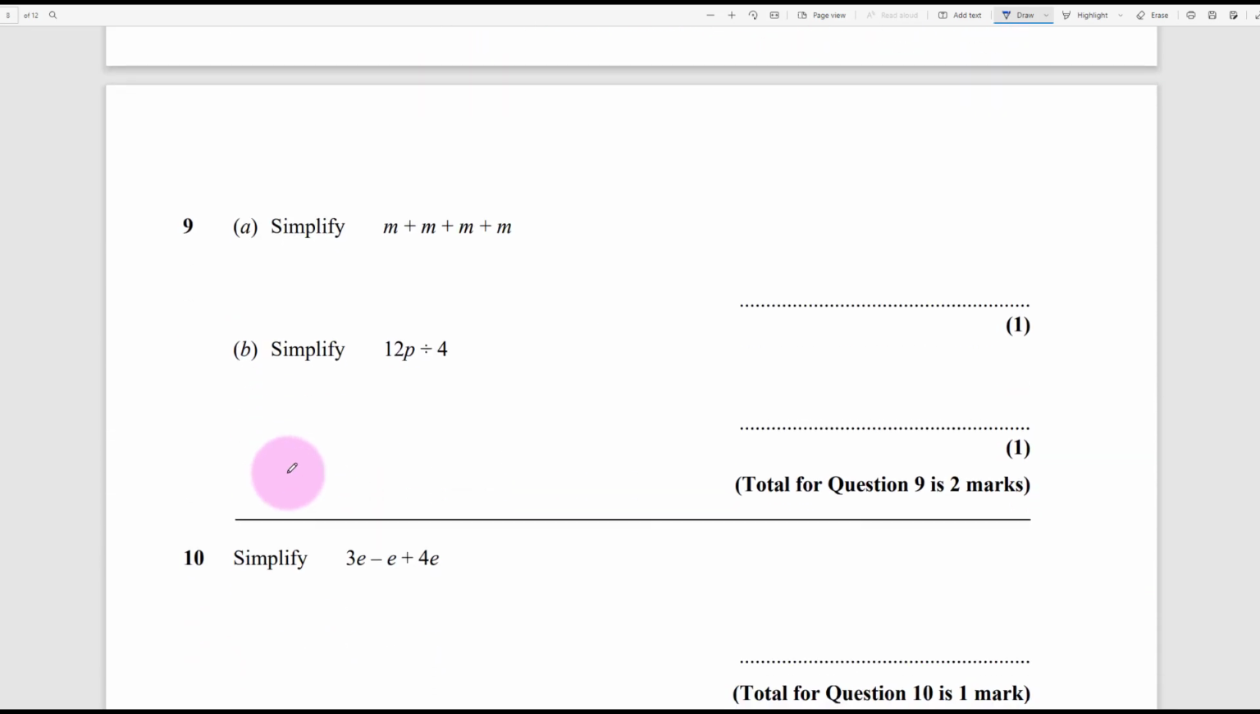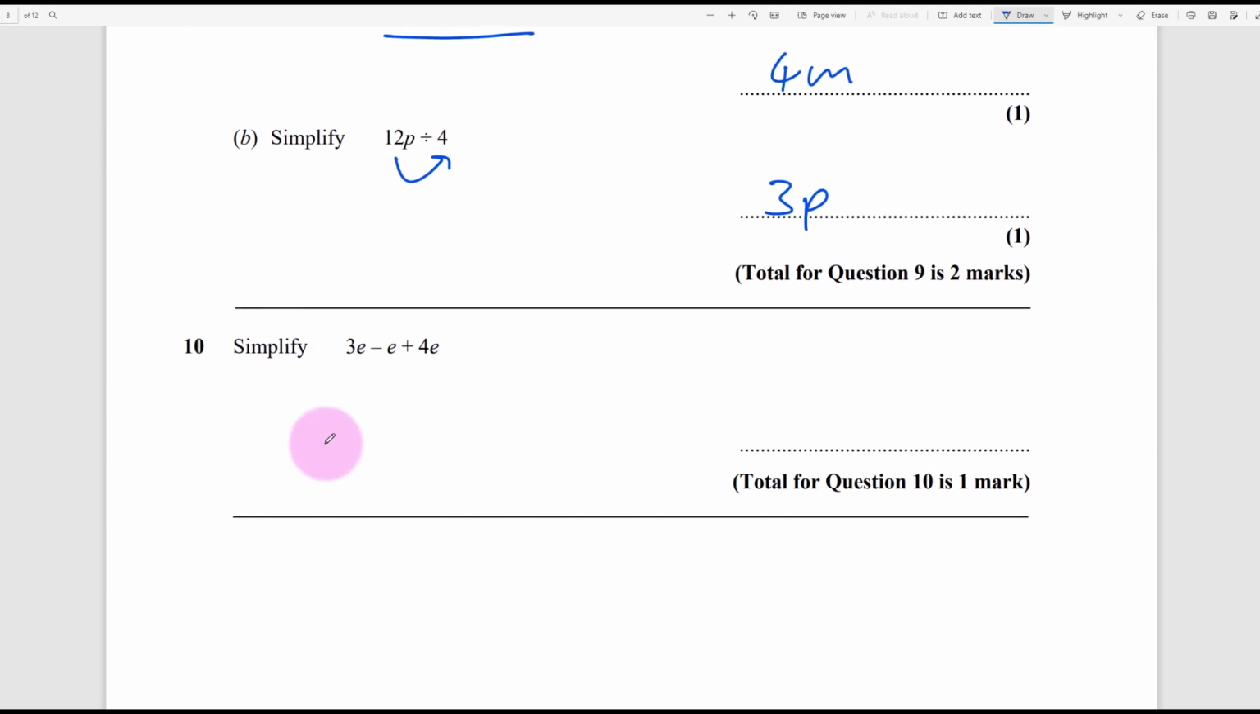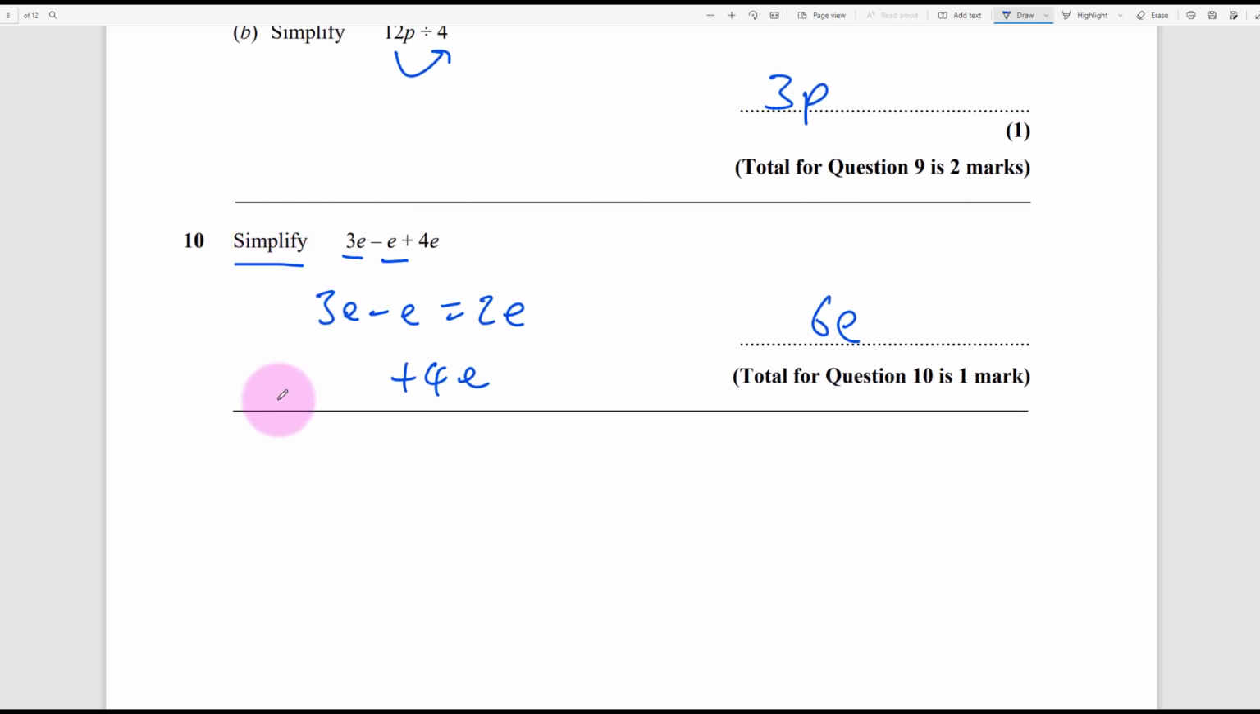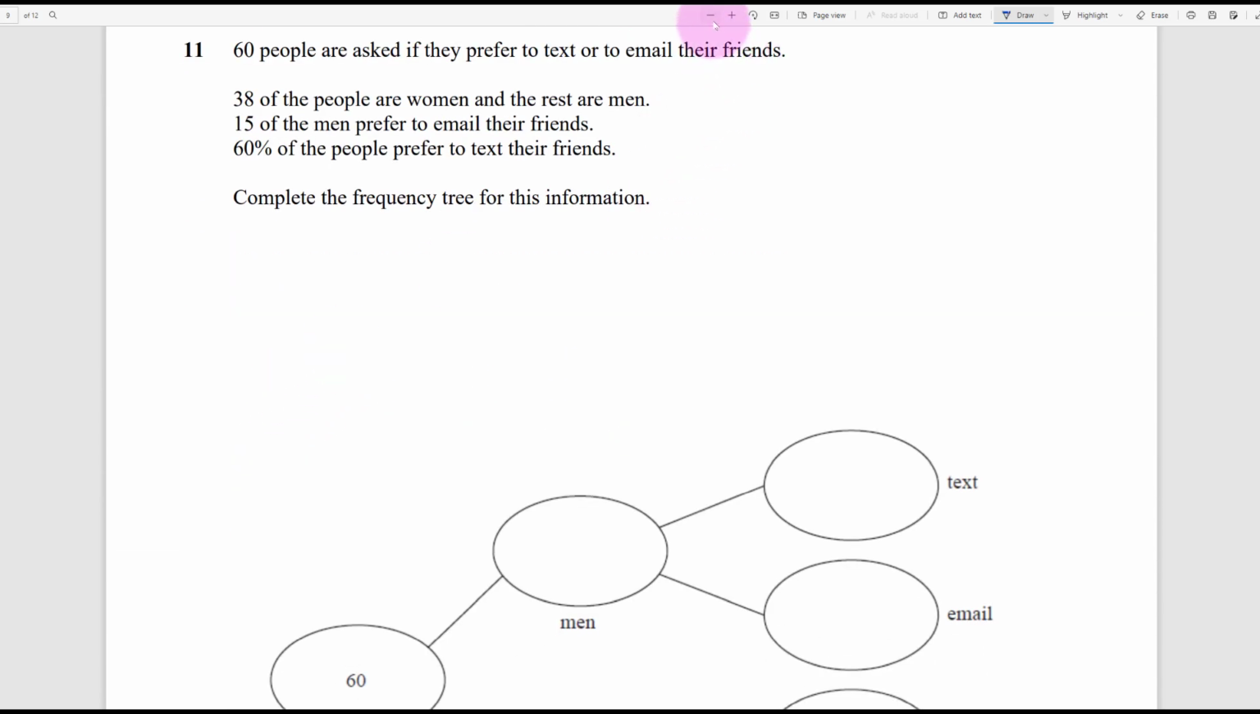Right, m add m. Now remember, m times m times m times m equals m to the power of 4, but this is adding, so it's 4m. We divide the numbers, which is 3, and that's just 3p. Right, that's 3e minus e. Let's work that out first. That's 2e. Then plus the 4e to that, 6e. Simplify means write it in less terms. Right.